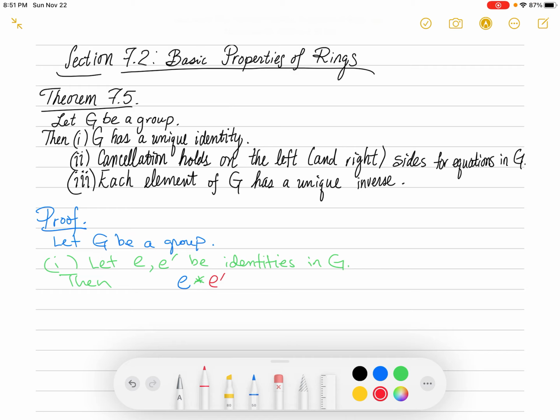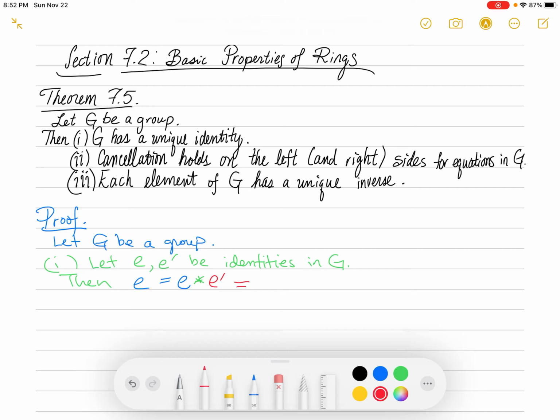Let's pretend that E prime right now is the identity, and E is an arbitrary element. Let's just treat E like any element from the group, and we'll focus on E prime as the identity. What happens when you take E prime times E, or E times E prime? Well, you get E. If you take an arbitrary element times the identity, you get back the arbitrary element.